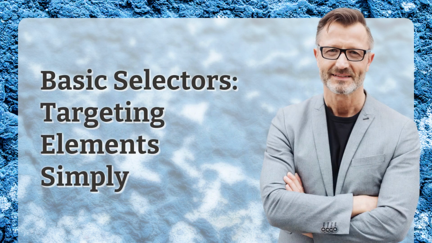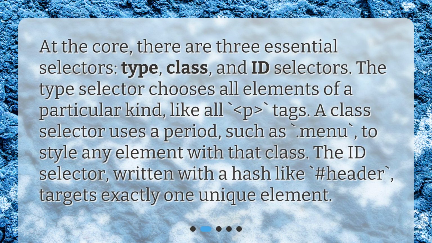Basic selectors: targeting elements simply. At the core, there are three essential selectors: type, class, and ID selectors. The type selector chooses all elements of a particular kind, like all p tags. A class selector uses a period, such as .menu, to style any element with that class. The ID selector, written with a hash like #header, targets exactly one unique element.